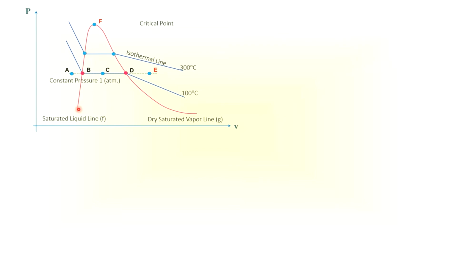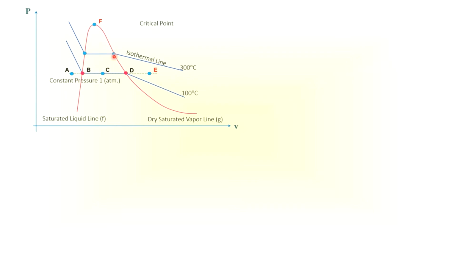How were these domes obtained? Actually, it was plotted based on a number of points along this line, based on different pressures. At different pressures, the liquid will boil at a different temperature. So at this point B here, let's say this is 1 atmosphere. This blue line is called the isothermal line.